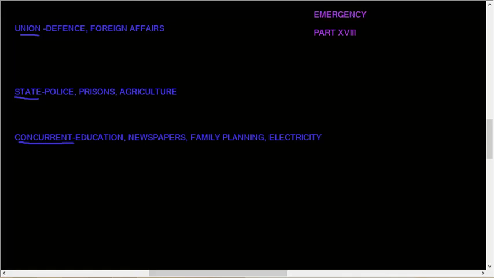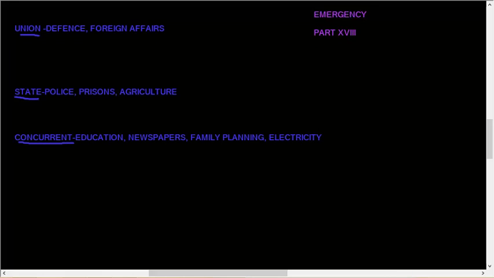State emergency is when the president can rule any particular state by decree, as it happened in Jharkhand with Arjun Munda, where there were problems, and then the president ruled Jharkhand till the next elections. And finally, a financial emergency, which can be declared only in a time of crisis.